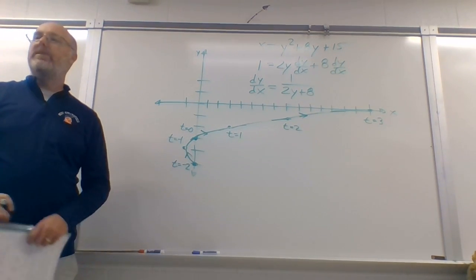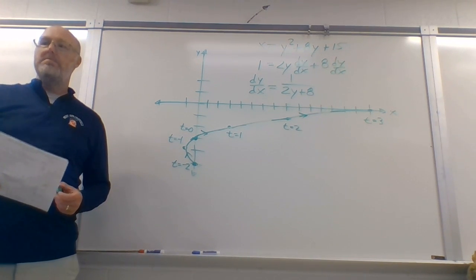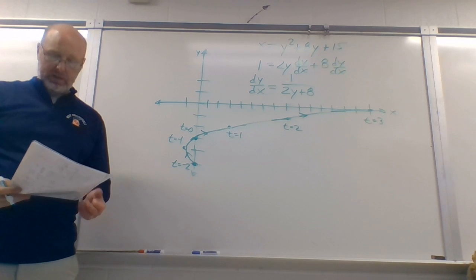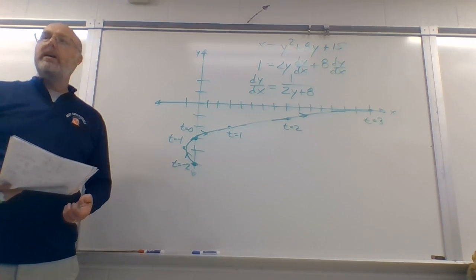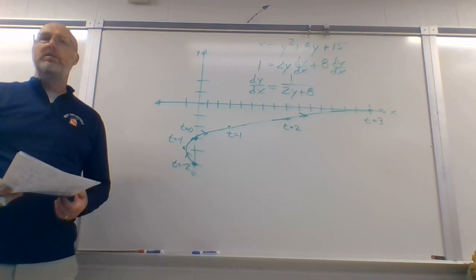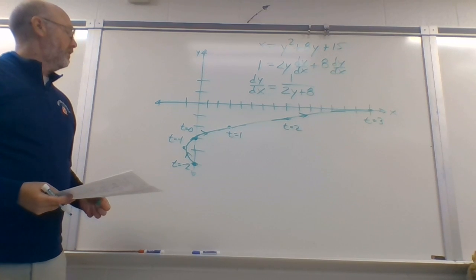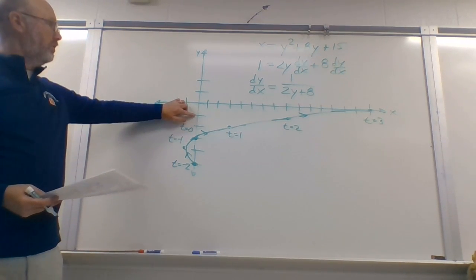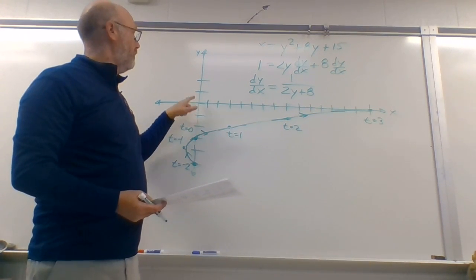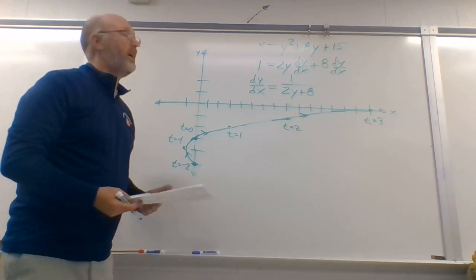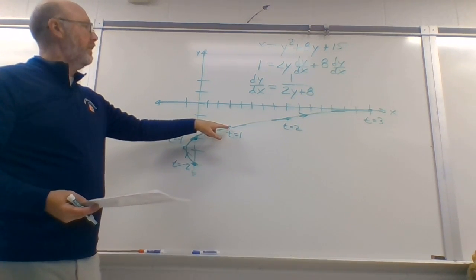Okay. Questions on that mathematics? I think that's pretty straightforward. And guess what? If you have a y value, pick a y value. 2. I don't have 2 on the graph, but I could pick 2. Negative 2. If I put negative 2 in here, I get what?